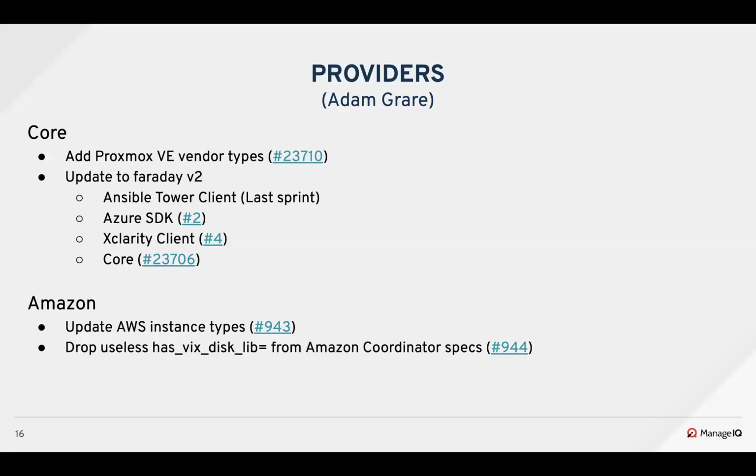For Amazon, we dropped the useless hasvix disk lib from the Amazon coordinator specs. This was part of some other work that we were doing and realized that it was not necessary in Amazon at all since it's VMware specific. So we dropped that as well as always updating for new instance types. Next slide.